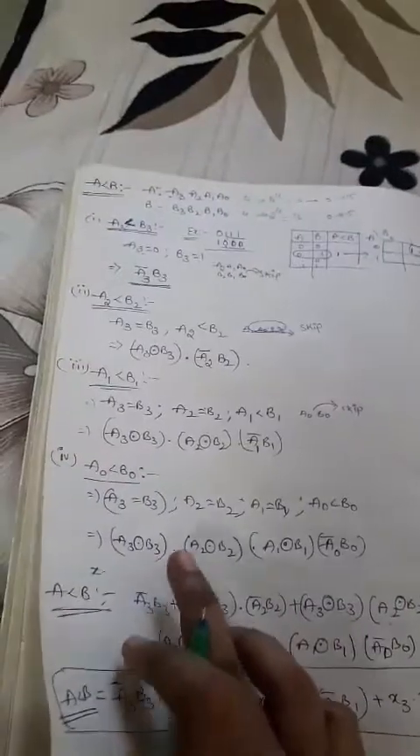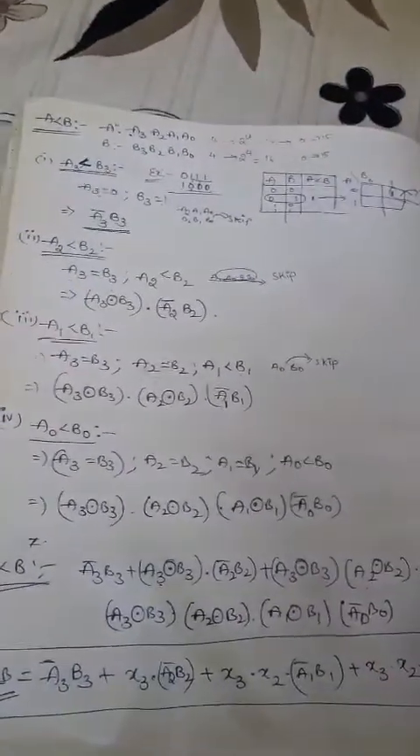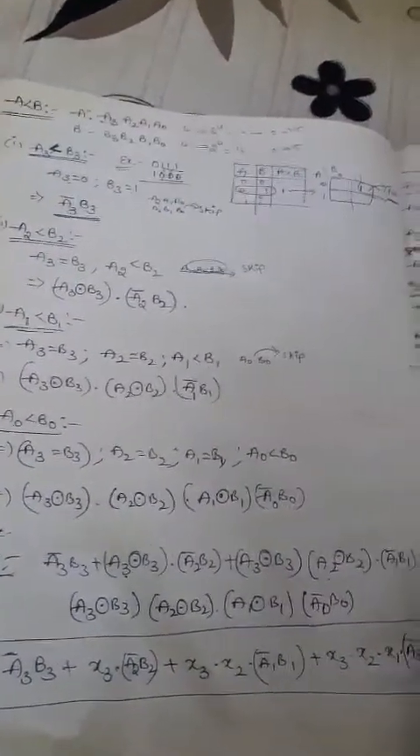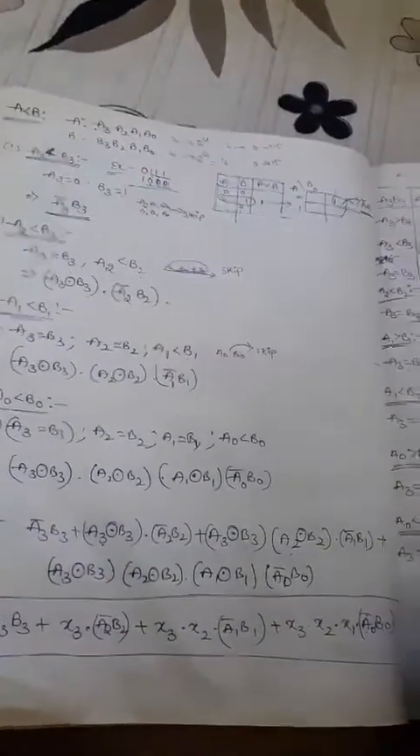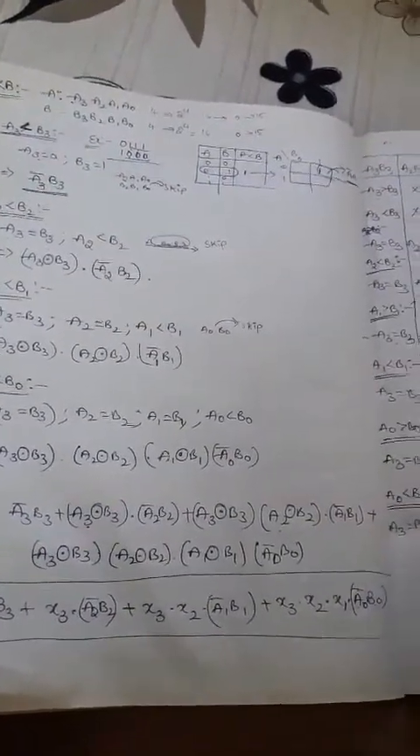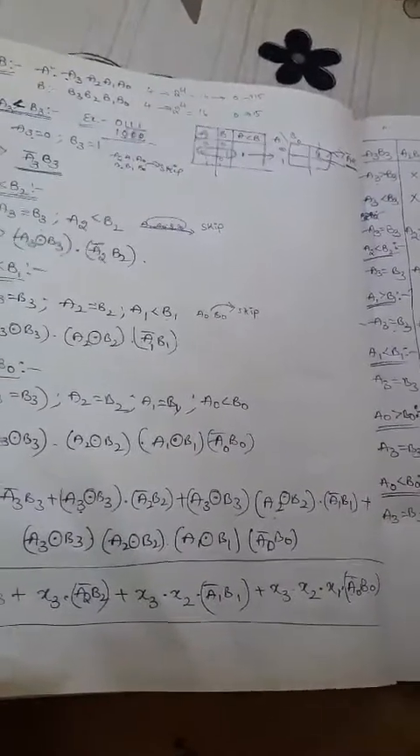Now coming to the fourth case of less than. A naught less than B naught. This is the fourth case for less than. What is the possibility we are having? A3 will be equal to B3, A2 will be equal to B2, A1 is equal to B1, and A naught is less than B naught.